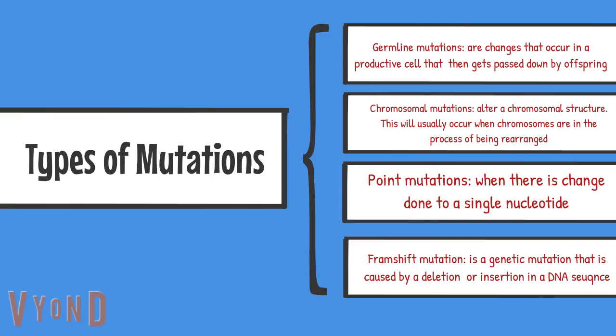Now, I have not mentioned all of the mutations, these are just the main four different classifications. For example, if we wanted to get deeper into point mutations or chromosomal mutations, there are different types, such as inversion, deletion, duplication, and translocation for chromosomal mutations.